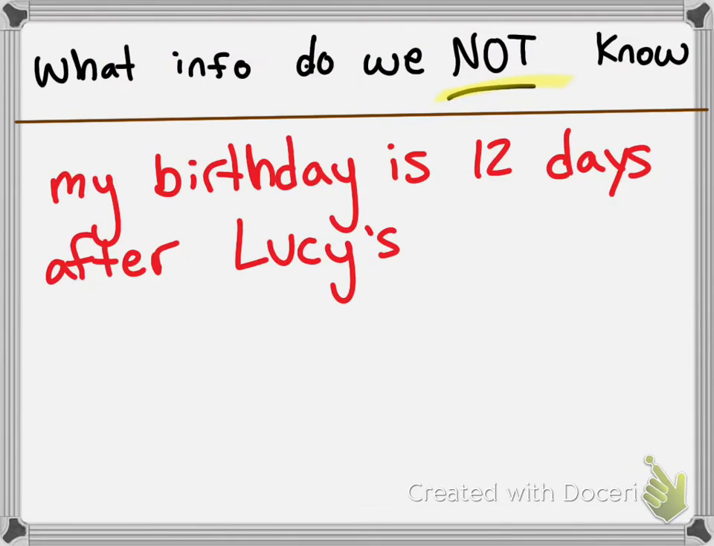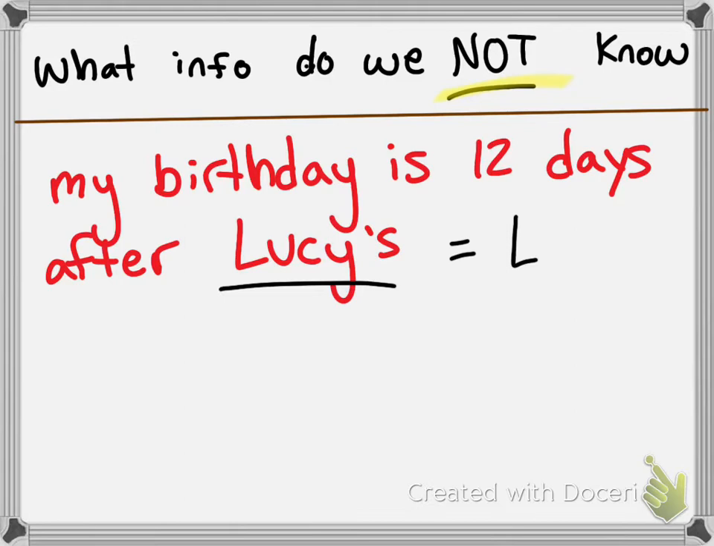So first thing I want to do is I want you to tell me what information we do not know. Jalen, what is the information we do not know? We don't know Lucy's birthday. My birthday is 12 days after Lucy's, but I don't know Lucy's birthday. So I'm going to give her an L for her birthday. My birthday is 12 days after. How could I write that as an expression?